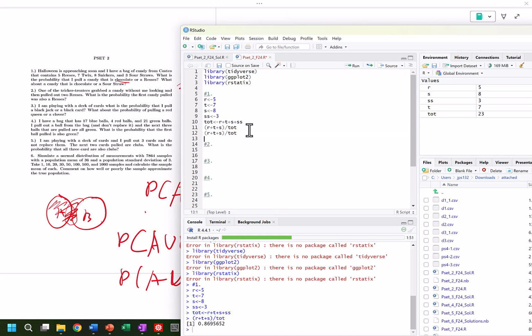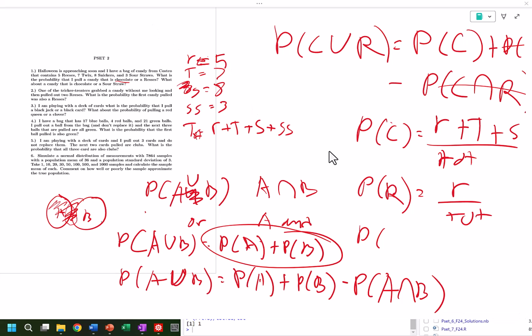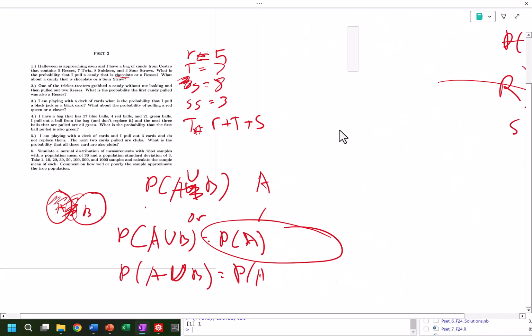And then plus the probability of pulling a sour straw, which is just SS divided by tote. And this is actually going to give us a value of 1 because there's only chocolate or sour straw. So that should make sense. So good double check. Fantastic. So problem 1 is done. So let's go ahead and continue. Let's delete this stuff now that we've gotten the lecture out of the way.